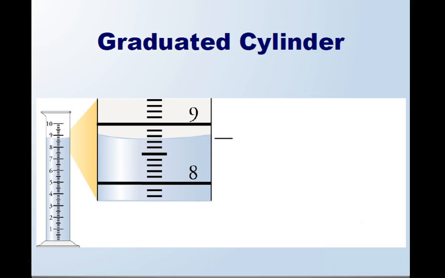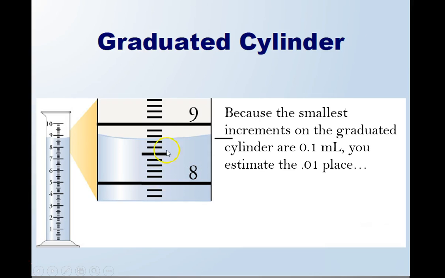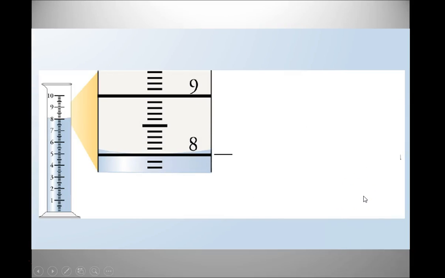All right, so for something like this, just another example, figure out what each little line means. Each calibration is 0.1, so you have to estimate to the 0.01 place. You estimate one place past what you know. So for me, I thought it was 8.76. Now, you can have a different number for this last digit, and that's okay. You need 8.7 and an estimated digit.